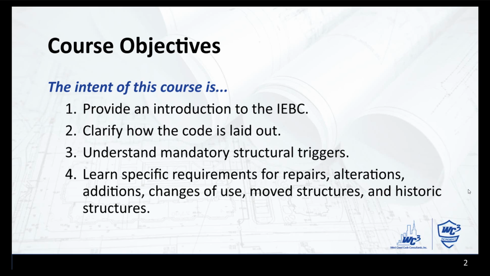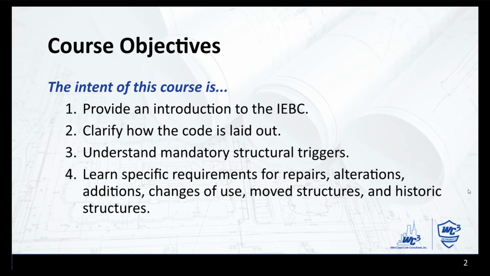I would say that 3/4 of the mandatory triggers that are outlined in the IEBC have to do with the structural provisions. We do have accessibility, means of egress, some fire protection items, but the majority really has to do with the structural triggers. And then we want to make sure that when we're looking at these buildings, our minds are being wrapped around what might hit these triggers. Are we dealing with repairs? Are we dealing with alterations, additions, changes of use, moved structures? Are they historic buildings? Each one of these categories has different requirements, and so we need to understand those.